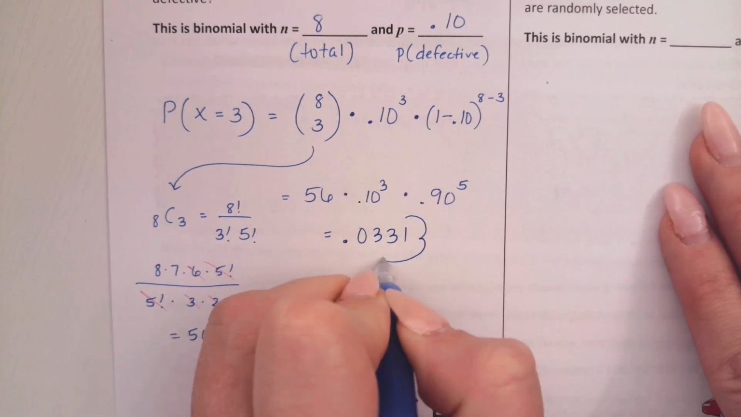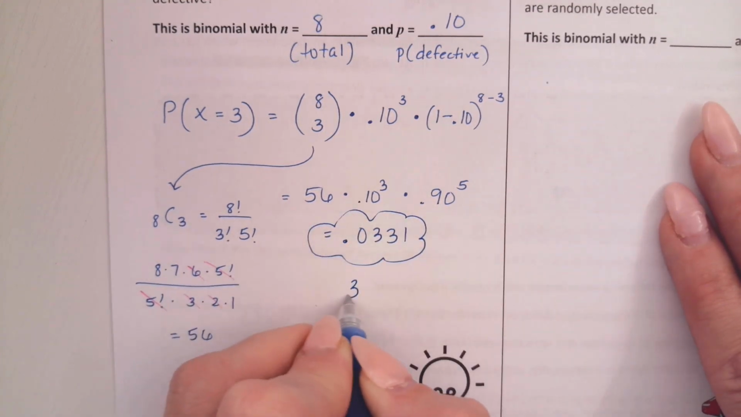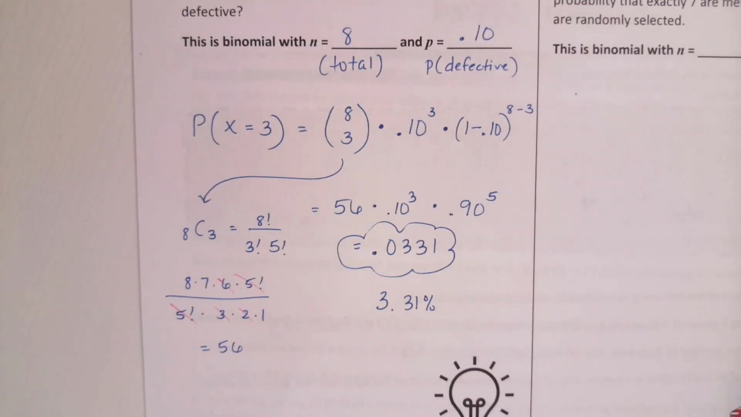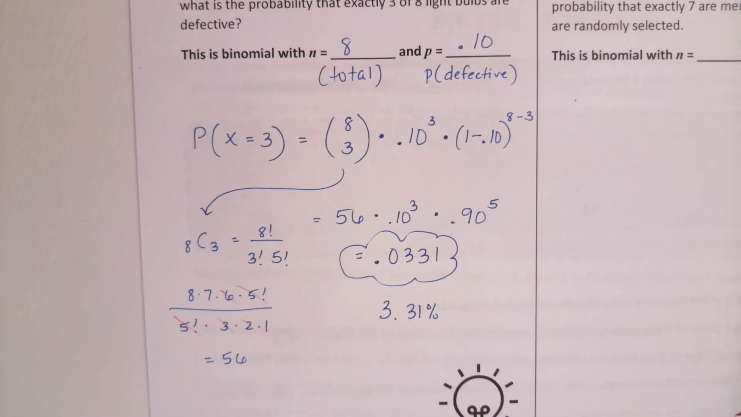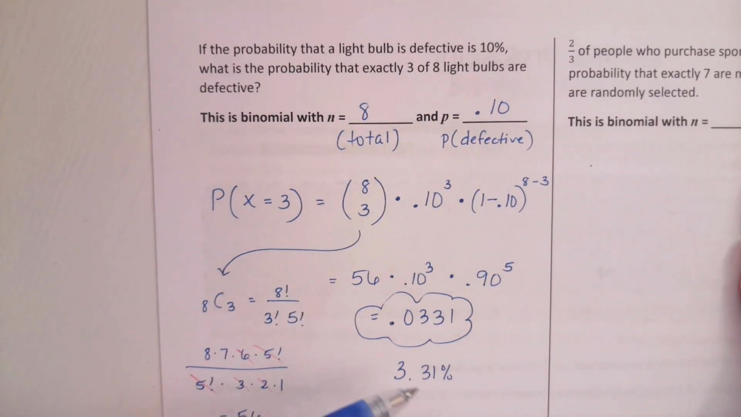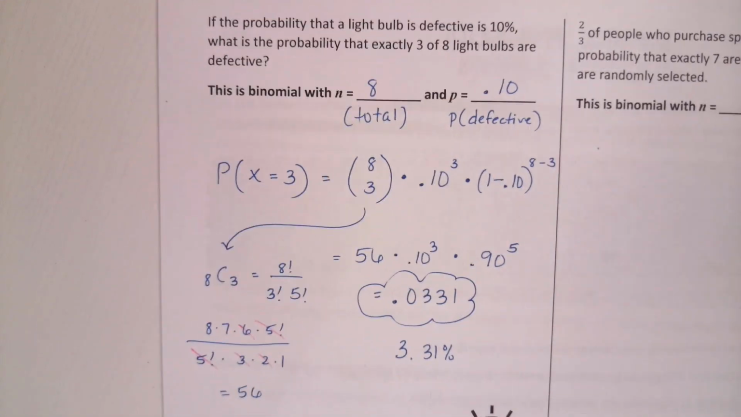Which as a percentage would be 3.31%. That's still higher than I want. I mean, I would love it to be 0%. I want to have 3 out of 8 light bulbs are defective. I feel like that's really high. I don't want to buy light bulbs and have them be defective.